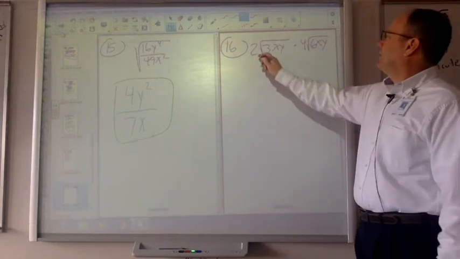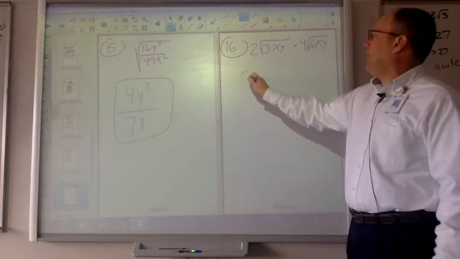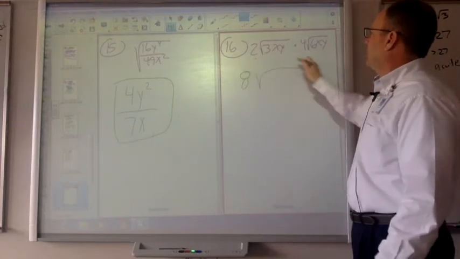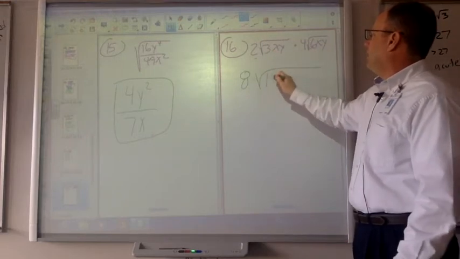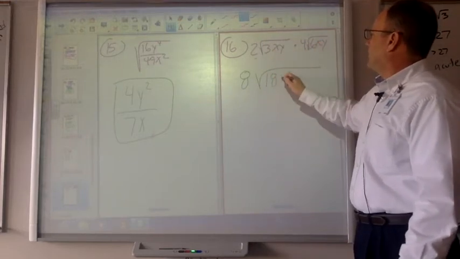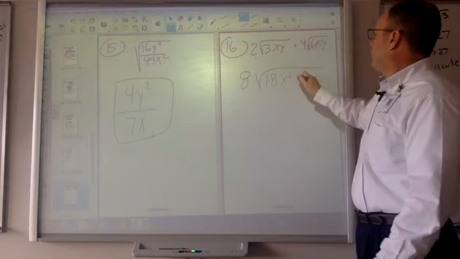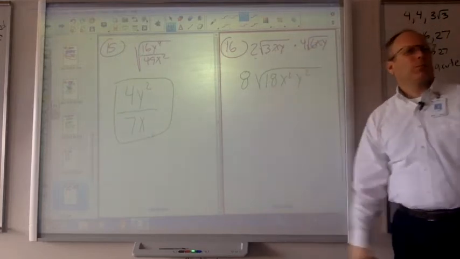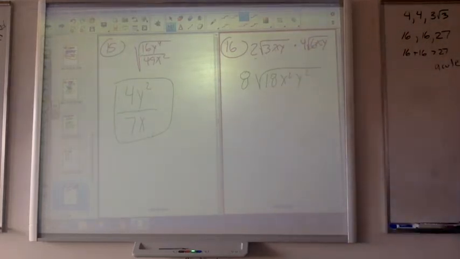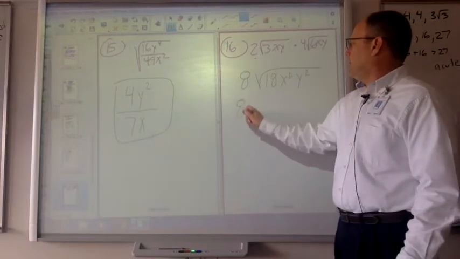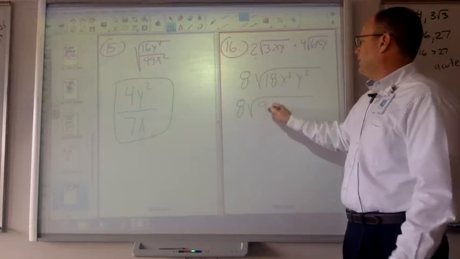All right, 16. We're going to multiply outside, so we get 8. Then we're going to multiply inside, so 3 times 6, that's 18. X times x is x squared. Y times y is y squared. Let's break 18 down into a perfect square. So what times what? 9 times 2. Good. All right, so I have 8, and then I have this being 9 times 2.